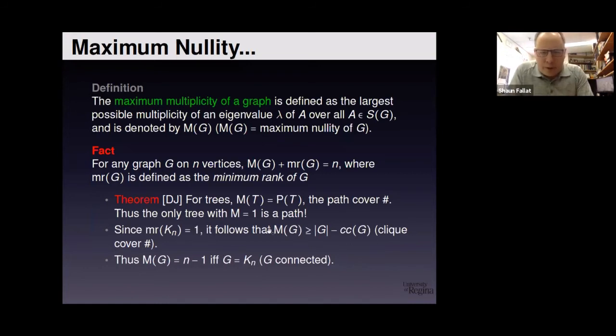But you can use this inequality to establish this last fact, which is kind of the other extreme from a path. And that is, the only graph whose maximum nullity is n-1 is actually the complete graph, at least in the connected case. You can make up some examples in the disconnected case, which are just minor modifications of this. So the only graph with m equal to 1 is a path, and the only graph of interest with maximum nullity equal to n-1, the other extreme, is the complete graph.